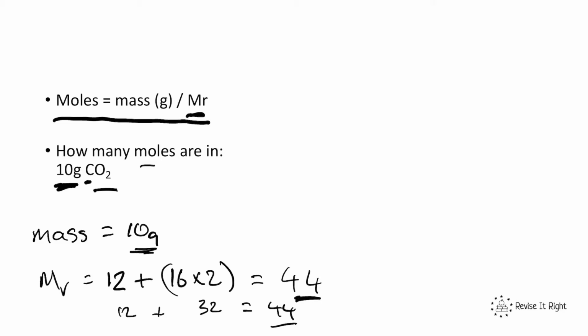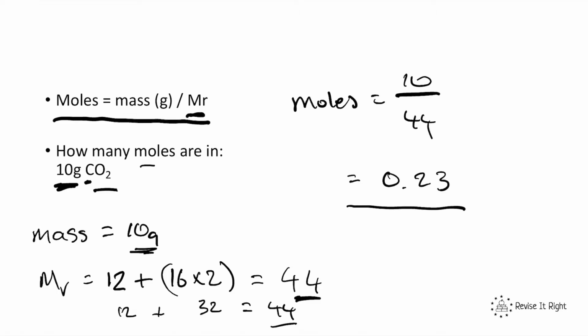So to work out the moles, we just have to do moles equals the mass, which is 10, divided by the MR, which is 44. Then pop that in the calculator, 10 divided by 44, and you should get 0.23 if you round it up. So that is your answer. That means that there are 0.23 moles in 10 grams of carbon dioxide.